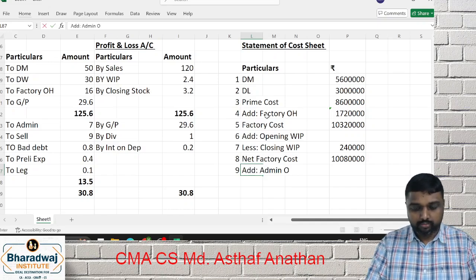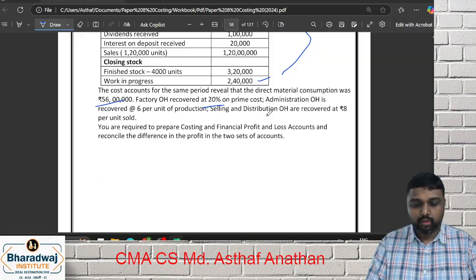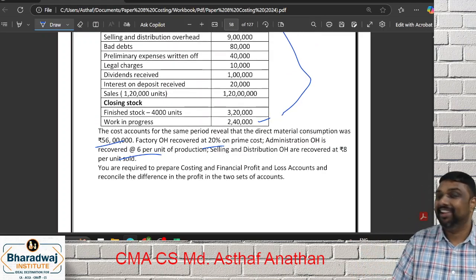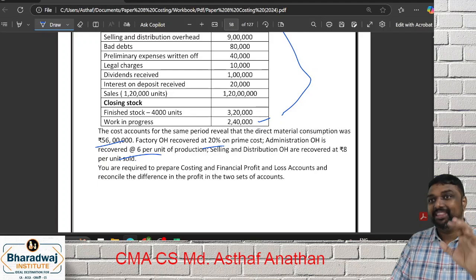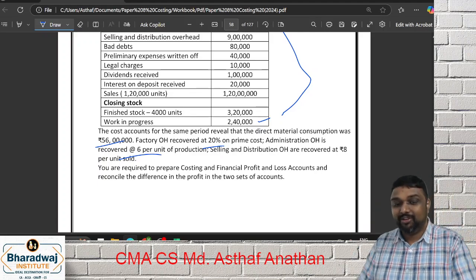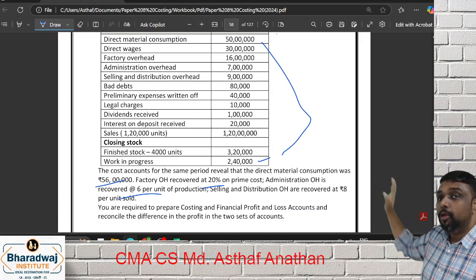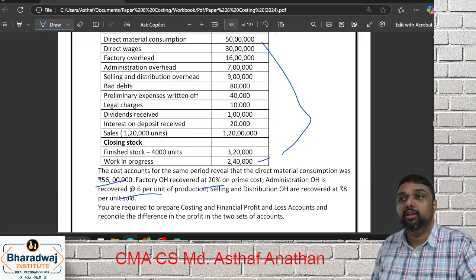Admin overhead. What is admin overhead? Admin overhead is 6 per production. So production we have to find out. In a standard question, they won't give you production. Here, they don't say anywhere that production is so and so units. Production is not given, you have to find it out.